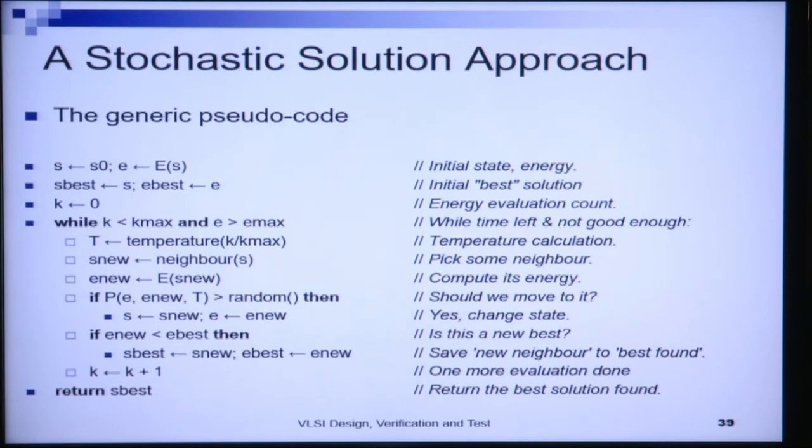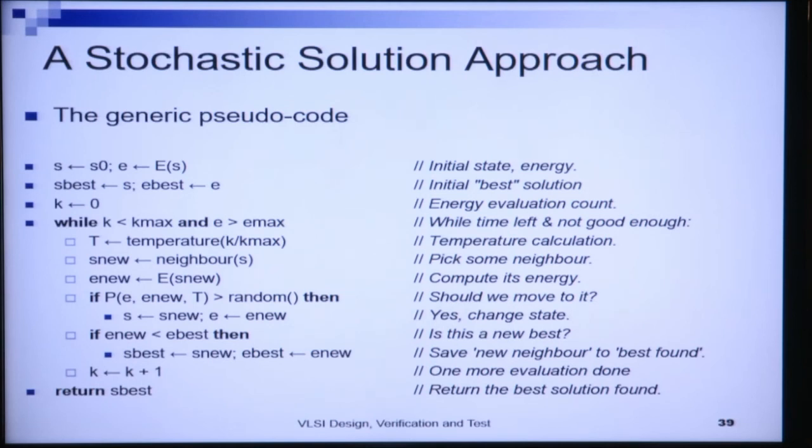Now, at any given iteration, the temperature is given by temperature of k by k max. So k max is the maximum number of iterations, k is the current number of iterations. So k by k max will initially be a very low value, k will start with 0, and slowly it will go higher and higher as k increases, and ultimately be 1 if I exhaust all my iterations. When k by k max is 0, the temperature is highest. So initially I do a temperature calculation, and the temperature is initially very high.